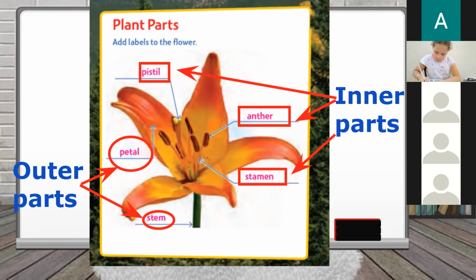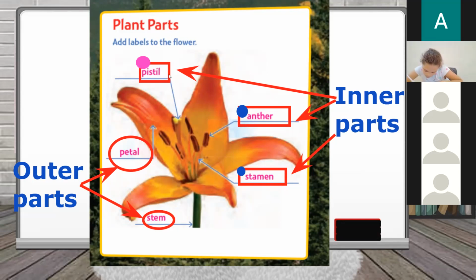Now let me tell you something about them. Do you know a flower can have a female part and a male part? They are all inside the flower. So the female is only one. I'm gonna put it in pink so you can know. The pistil is the female and the blue one is the male. The male is the anther and the stamen.